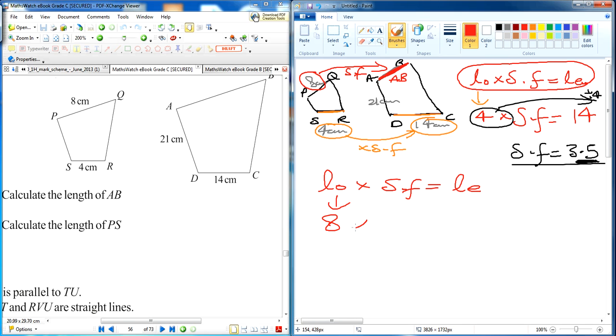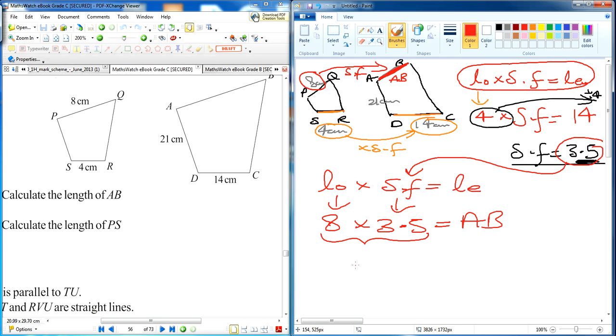So 8 multiplied by the scale factor. What is the scale factor? We get it from here and we put it into here. So 8 times 3.5 is equal to the length of the enlarged, which is actually AB. So what is 8 times 3.5? 28. 28 centimeters is equal to AB. And that's the end of that second example.